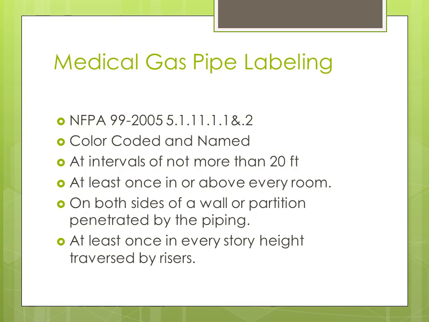Medical gas pipe labeling, NFPA 99 2005, 5.1.11.1.1 and .2, indicate that the pipe labeling needs to be color-coded and named at intervals of not more than 20 feet, at least once in or above every room, on both sides of a wall or partition penetrated by the piping, and at least once in every story height traversed by risers. So on vertical runs, there needs to be at least one marking going up.